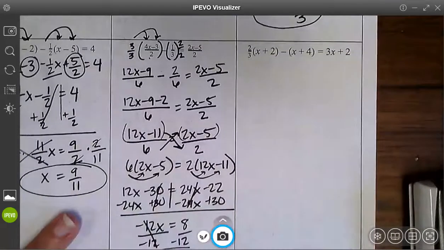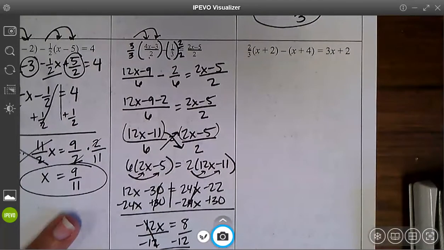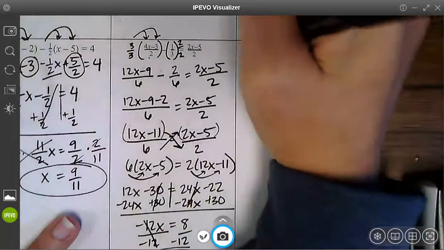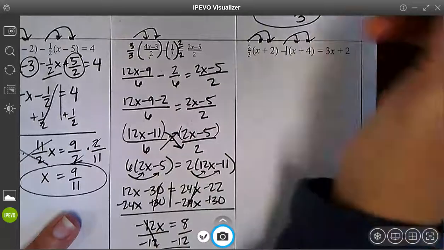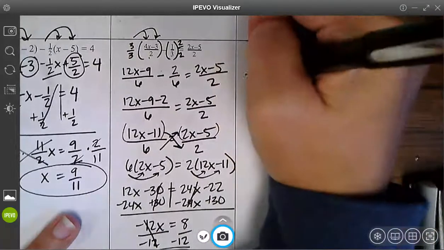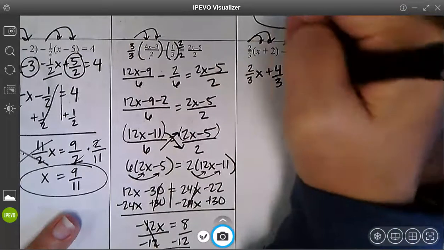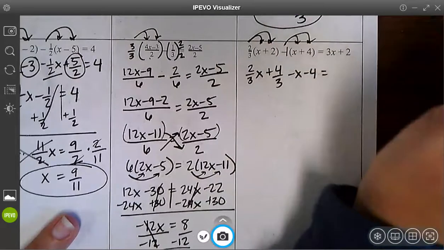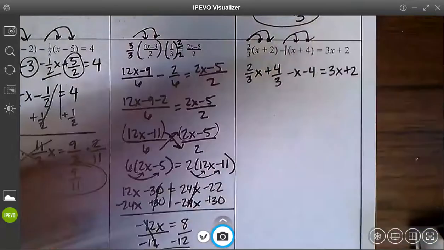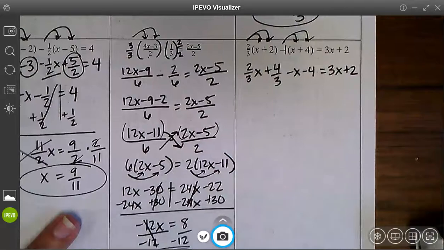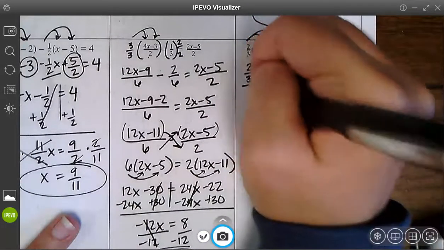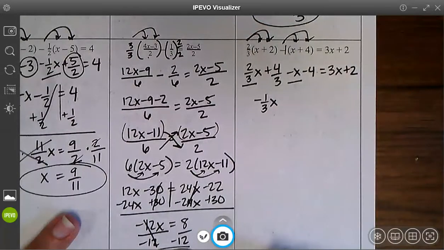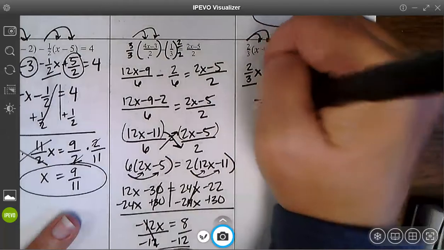And then the last one, 2/3 times (x plus 2) minus (x plus 4) equals 3x plus 2. I am distributing my fraction. Remember, that's like having a negative 1, so I'm distributing that negative. So I have 2/3 x plus 4/3 minus x minus 4 equals 3x plus 2. Combine your like terms. 2/3 x minus x is negative 1/3 x. And then 4/3 minus 4 in your calculator, make it a fraction, is negative 8/3.